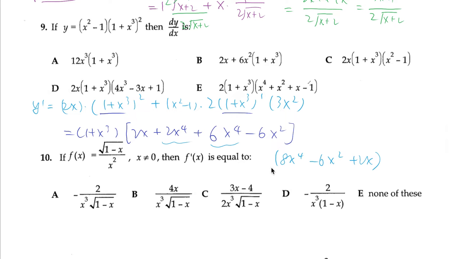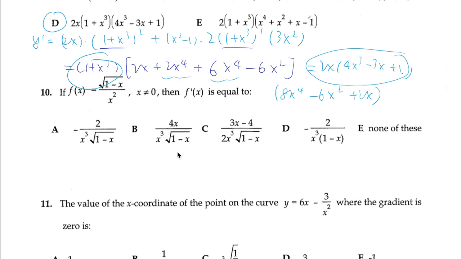Then we can take an extra 2x out. If you take the extra 2x out, it becomes 2x times 4x cubed minus 3x plus 1. This multiplied by the previous factor should be our final answer, which is D. You can see it involves lots of calculations, but none of them are that difficult.